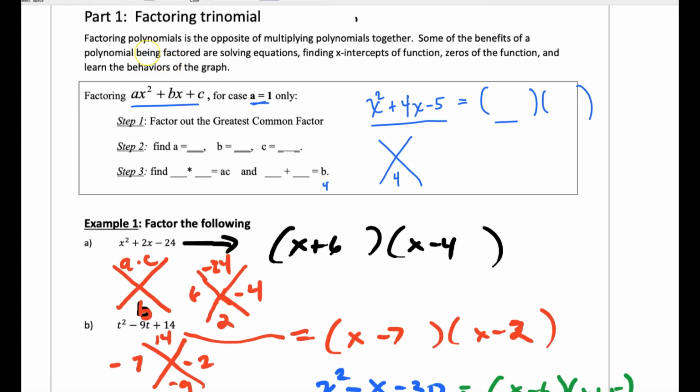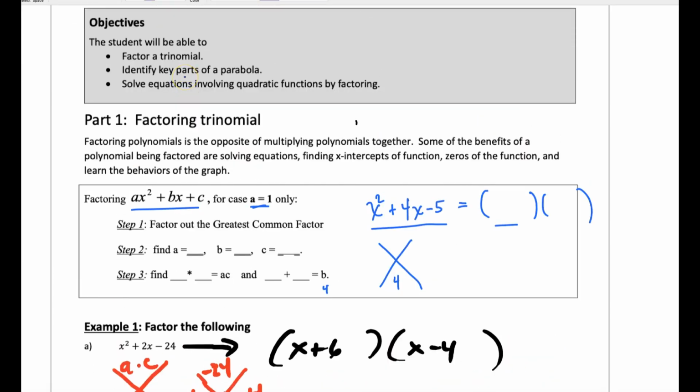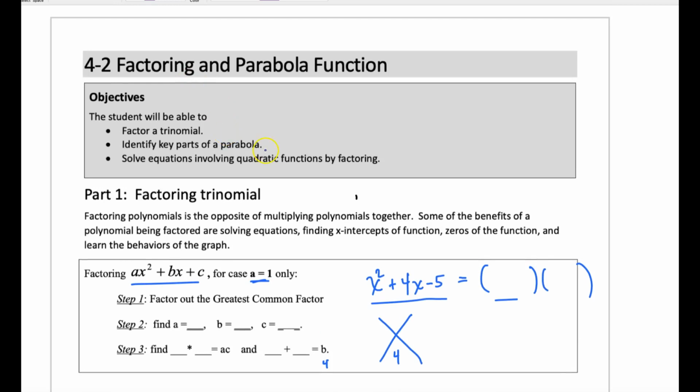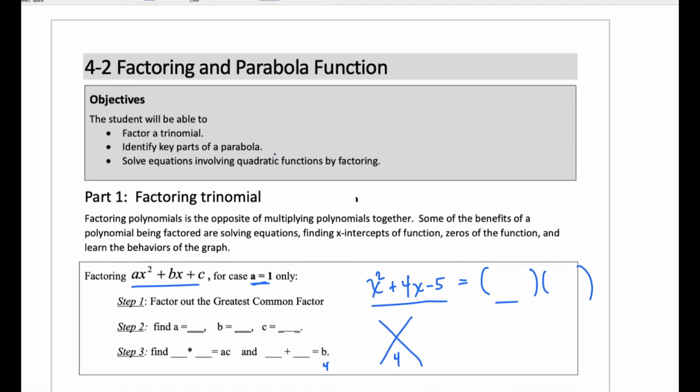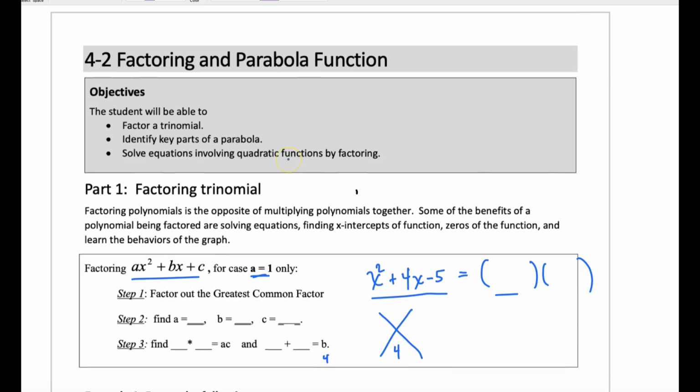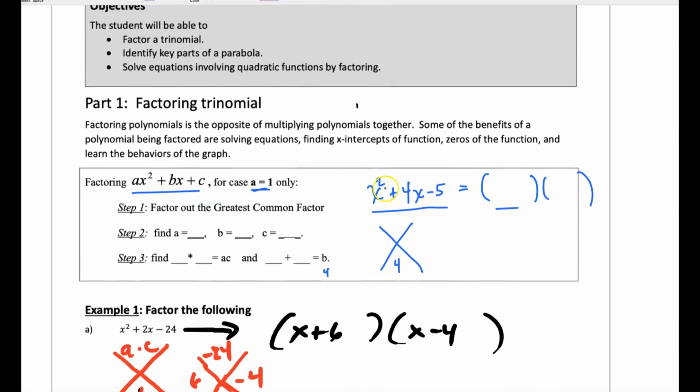We're going to go ahead and look at lesson 4.2. In this lesson, we're going to be working on an algebra skill called factoring, and it's related to quadratic equations and characteristics of the graph of a quadratic equation. So we're first going to take a look at the actual skill of factoring a quadratic expression, or what we call a trinomial.